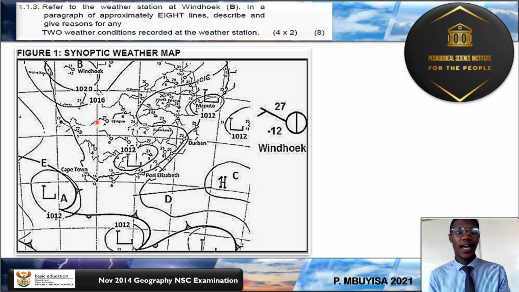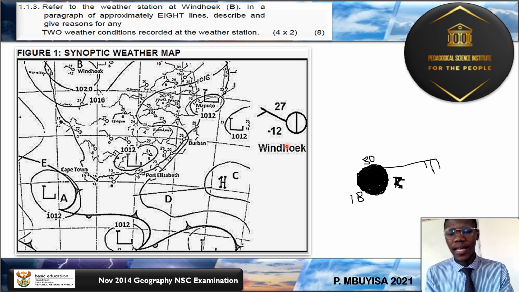So you were asked to write a paragraph of approximately 8 lines, describe and give reasons for the 2 weather conditions recorded at the weather station. So this is the weather station we are working with. Now, before we can do that, I just want us to practice how to work with weather stations and revise what you did in grade 11 and 10. Take, for example, this weather station that is on the screen now. If we look at it and try to analyze it, there are different elements, and they are not decorations, guys. There are different elements that you need to take note of when you're analyzing a weather station.